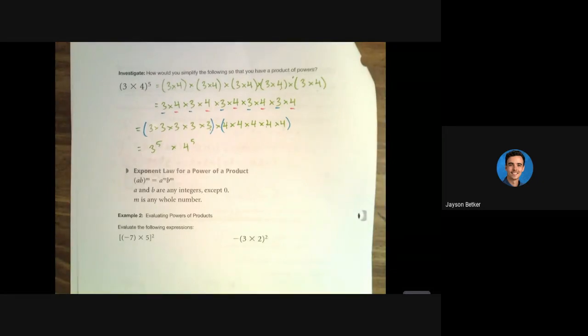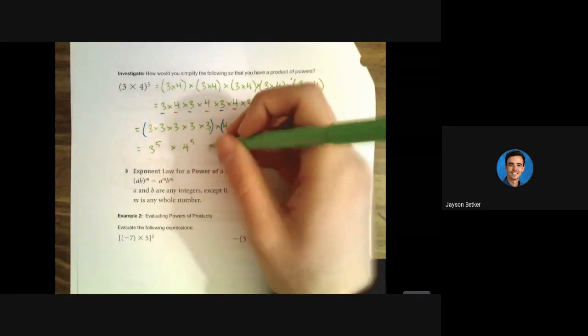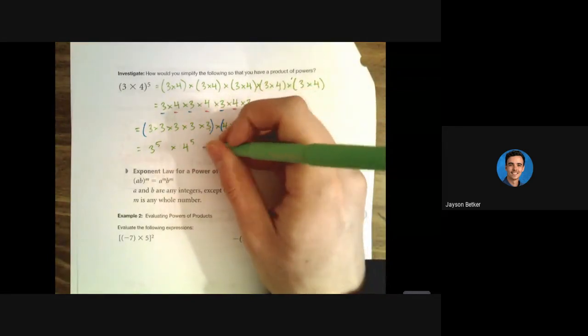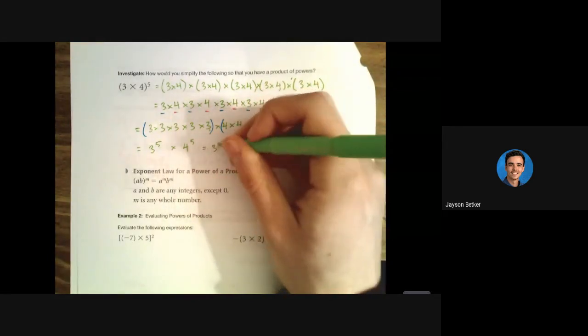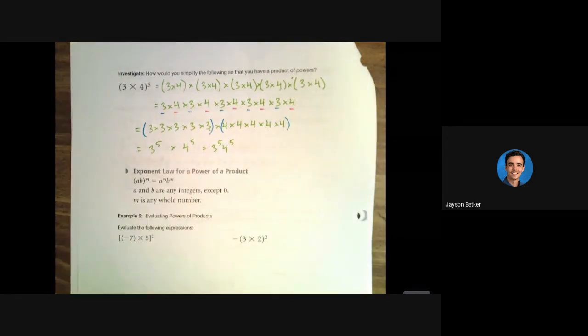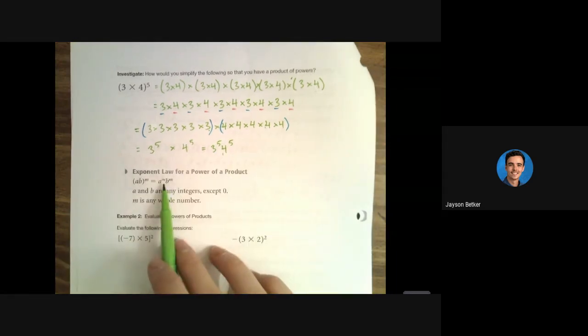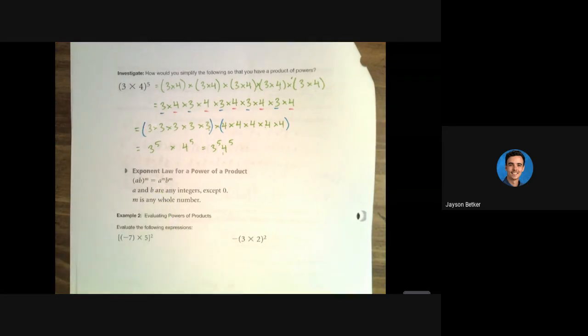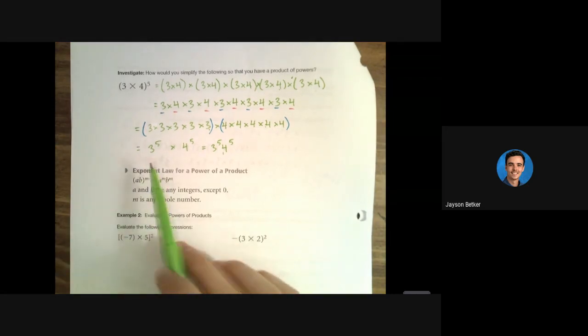Well, we could just write that out as, just get rid of that multiplication symbol. This means the exact same thing. It's 3 to the 5 times 4 to the 5. This looks exactly like what we have down here. So this is our next exponent law. This is the exponent law for the power of a product.